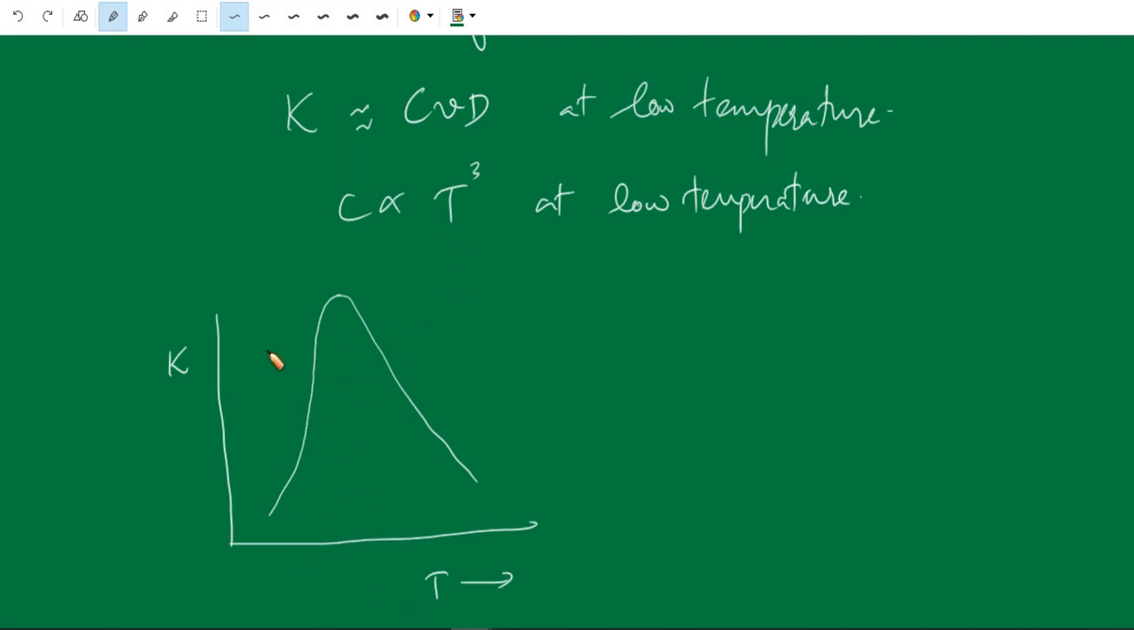So this is in very good agreement with the experimental result. The plot of the experiment is given in the graph in Kittel. So you can see that.